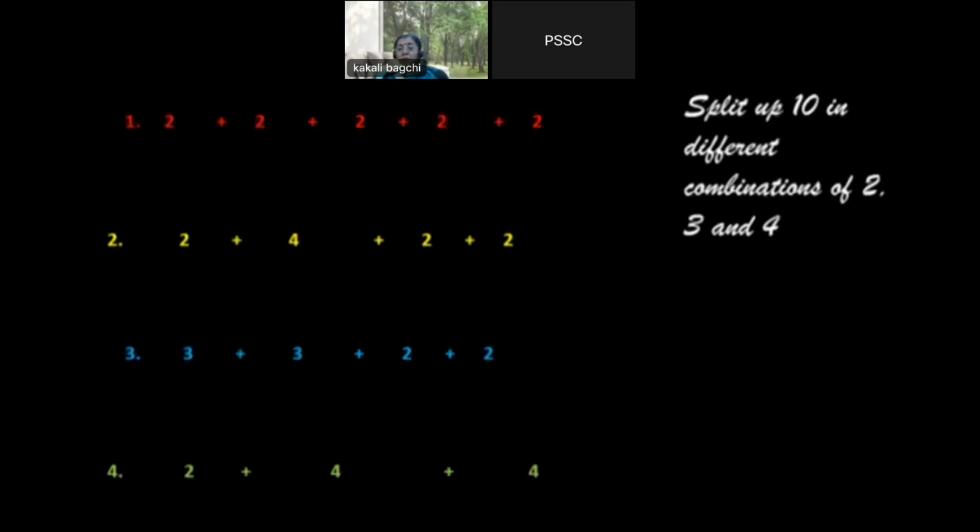Last question I'm giving you. Split up 10 in different combinations of 2, 3, and 4. Please give one or two answers. You can use only 2, only 2 and 3, 3 and 4, 2 and 4, or 2, 3 and 4. How can you make 10 by addition? Using addition, only by using 2, repetition is allowed. Please give one or two answers.